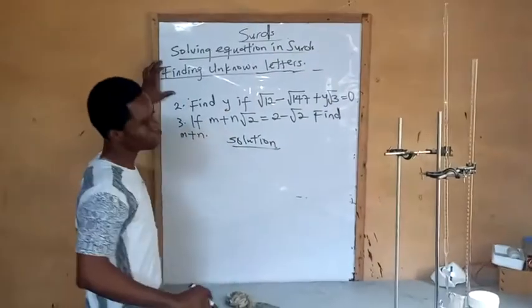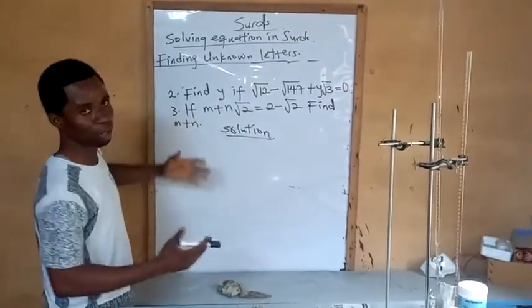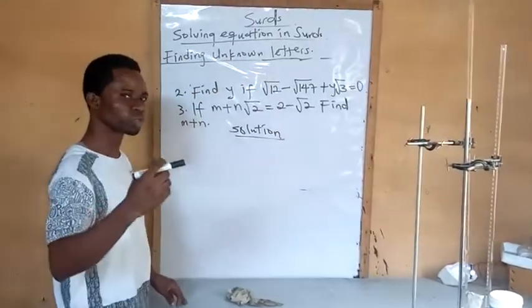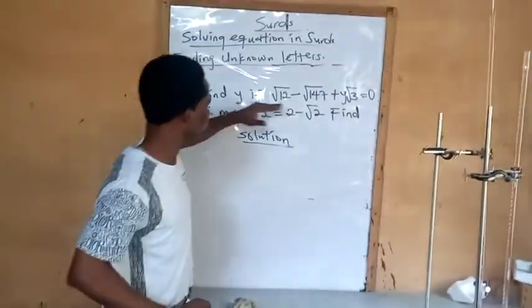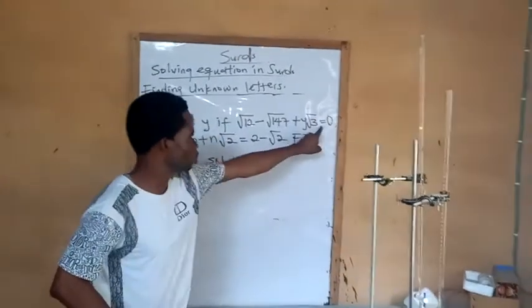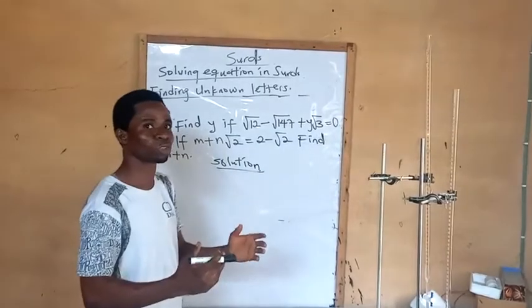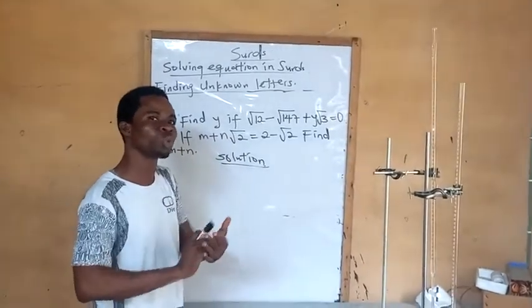If you see the topic here, I'm still on that surd. Now they say solving equation in surd. Why do we call it equations? Any mathematics expression you see that is having equals to, that will become equations. And what is the purpose of equations? Is to find unknown letter.